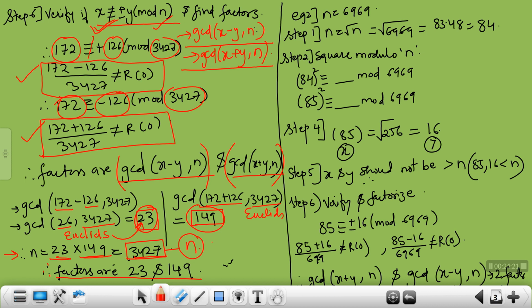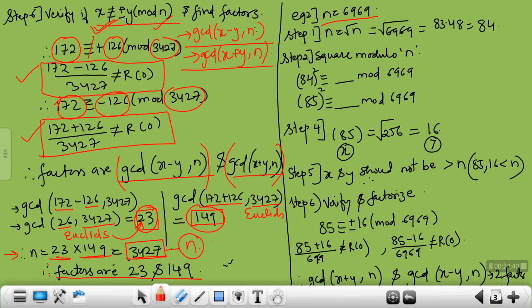So now we will continue this session with one more problem. The second problem that is given to you over here is: n is 6969. So we need to find out two factors of n, that is 6969.